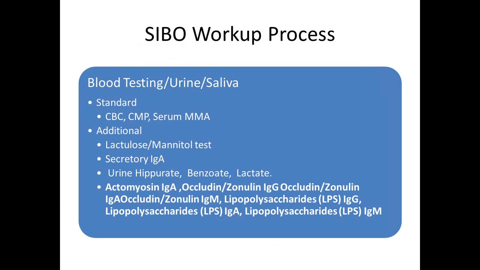So on blood tests, the standard thing when you're working up SIBO is for sure to do a CBC, CMP, and a serum methylmalonic acid, and this is to look for any frank nutrient deficiencies.